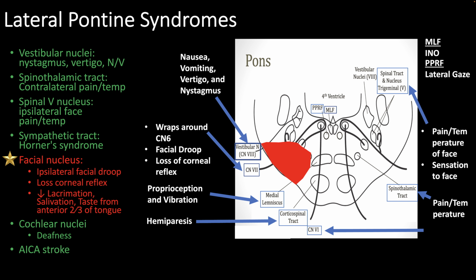And again, I wouldn't say clinically this may not be as relevant as the one that I'm going to show you now, but it is a differentiating factor. So maybe on exam, you'll be able to pick that up on a board question. Then you have the cochlear nuclei, deafness, and you have the anterior inferior cerebellar artery stroke.